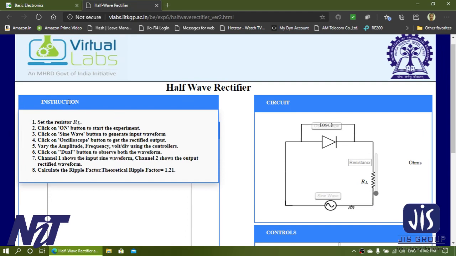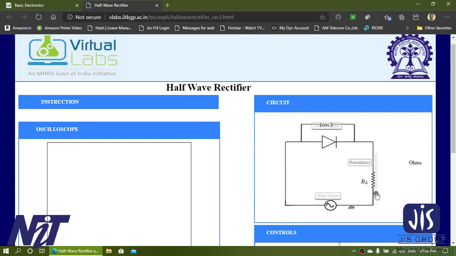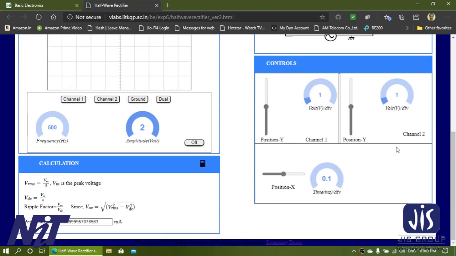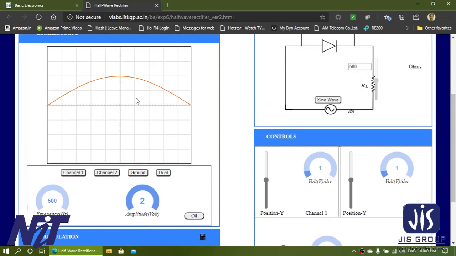You already know the theoretical ripple factor is 1.21. You have to just verify whether it comes near to that or not. So let's start. First we will set our RL at 500 ohms, and now click on the button, set your amplitude at 2 volt, frequency at say 500 Hz, that is the minimum, and now click on sine wave. Sine wave is generated. Now you have to click on the oscilloscope button, then you will see the output waveform is here.